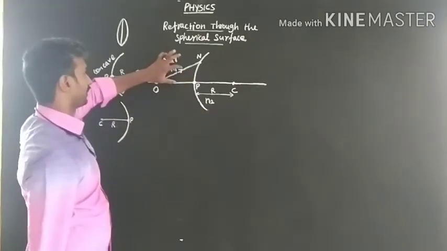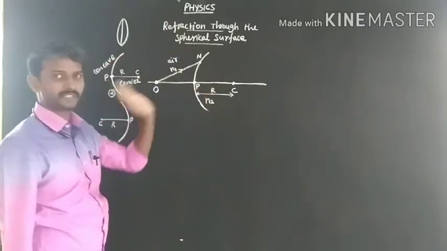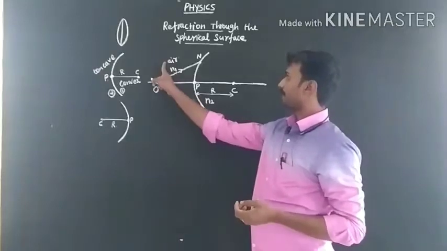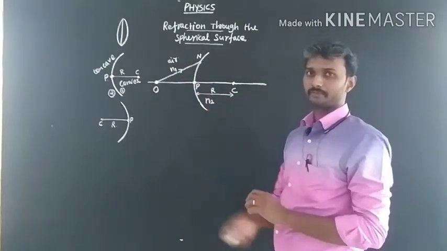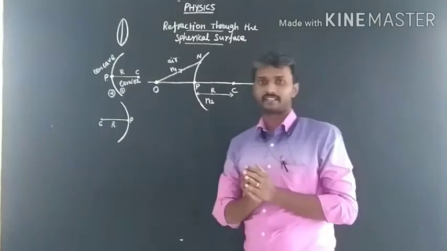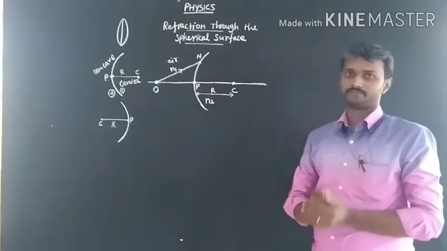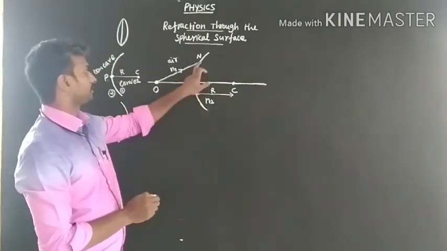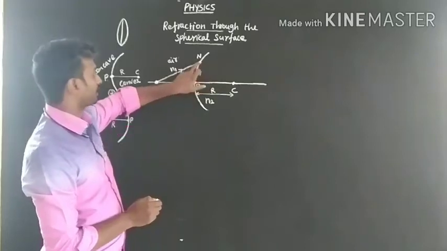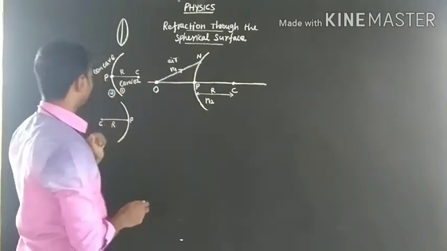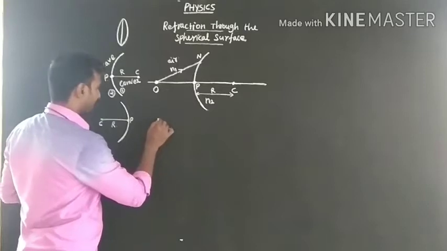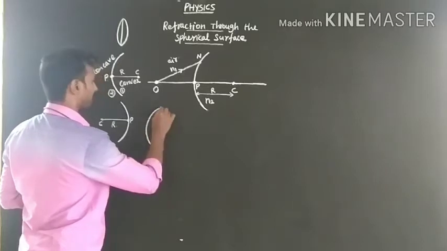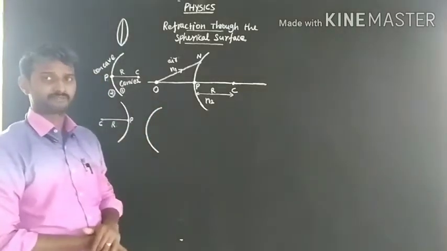Now, this incident ray undergoes refraction inside the spherical surface. You know very well about light rays from the rarer medium entering the denser medium. The path of the refracted ray bends towards the normal. Now, I am going to draw the normal line for the spherical surface at the point of incidence N. Okay, sir. For a plane surface, we are able to draw the normal easily. But for a spherical surface, how to draw the normal?